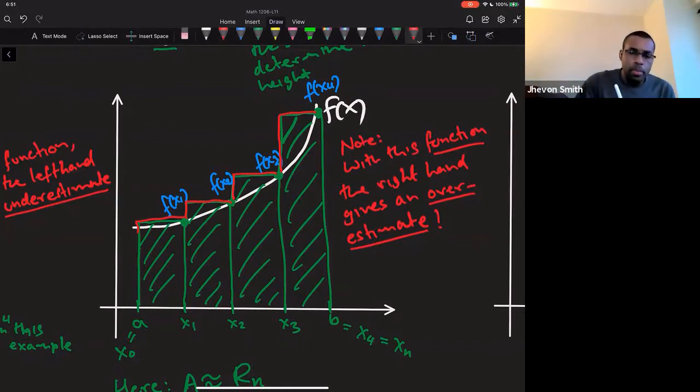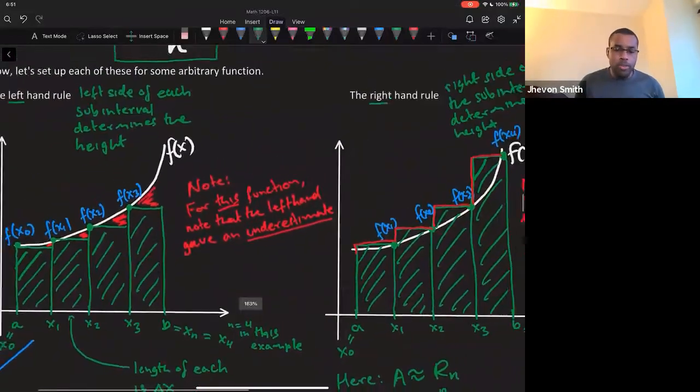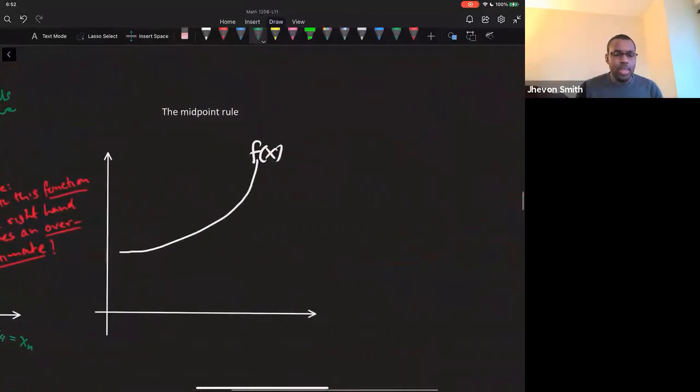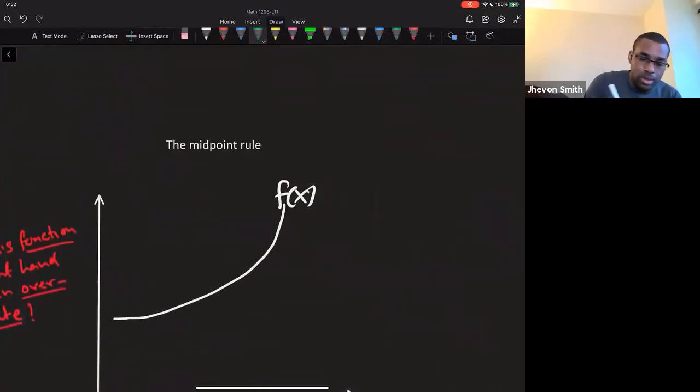So because of that, we invent a new method that kind of wants to minimize the difference between the underestimate and the overestimate in certain situations. If our function is increasing, then a left hand would always give an underestimate while a right hand will always give an overestimate, and vice versa for a decreasing function. The right hand will give an underestimate while the left hand gives us an overestimate. So we develop a new method that kind of tries to do the best of both worlds. And this is called the midpoint rule. Right? So here it's the middle of each interval.